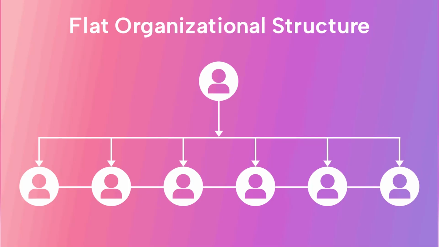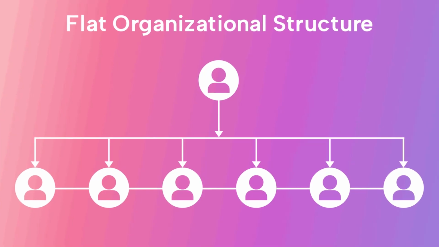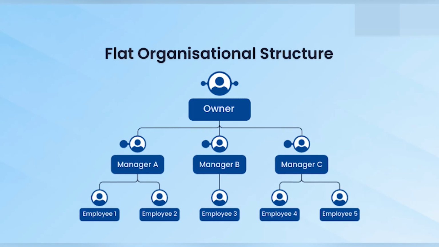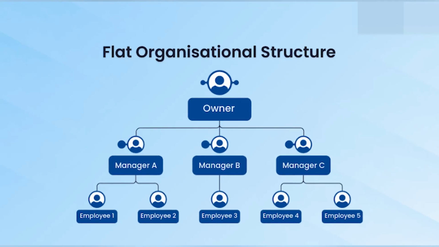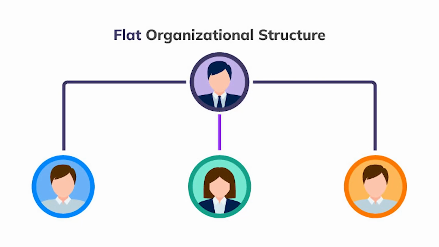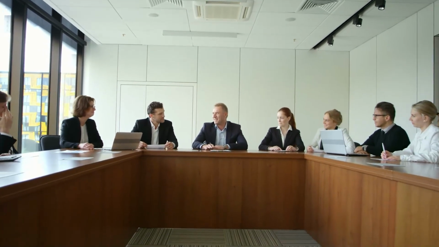The fourth organizational structure is flat structure. A flat structure minimizes the levels of management, often used by startups or small organizations. It promotes a broad span of control. Now let us see some of the advantages of flat organizational structure. The first advantage of flat structure is quick decision making. Fewer layers lead to faster communication and decision making.